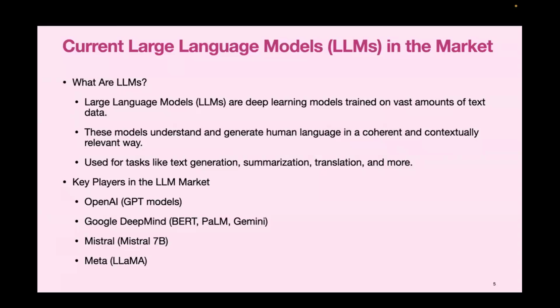Next, Mistral has developed Mistral 7B, which is an LLM. Then Meta has developed Llama, which is an open source large language model. These are all the LLMs we can find in the market. Some of them are free, some of them are paid. Gemini-like models you can use in a free tier version, but only a limited number of hits you can make per minute or per day.